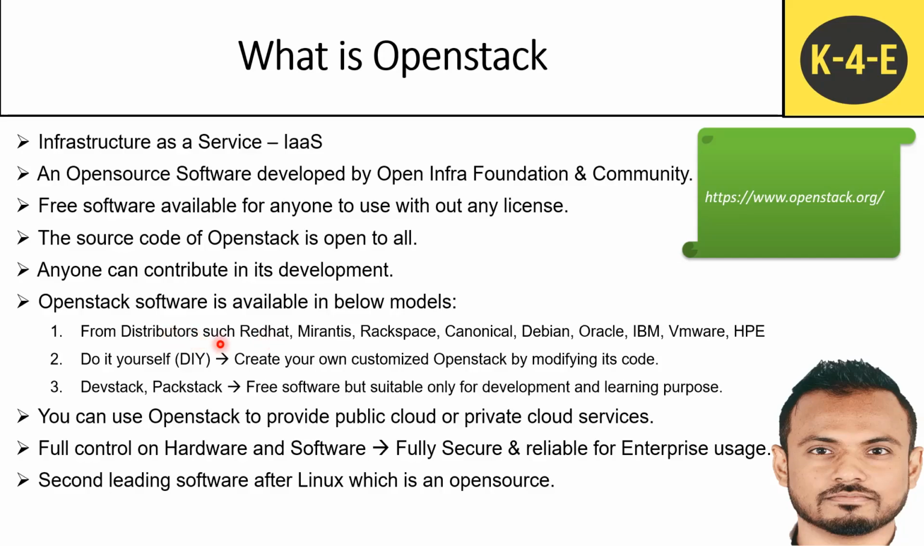So therefore, with the distributors such as Red Hat, Mirantis, Rackspace, and all these, if you purchase OpenStack from them, it is called Red Hat OpenStack, Mirantis OpenStack, Rackspace OpenStack, Canonical Ubuntu OpenStack, Debian OpenStack, Oracle OpenStack. That means these OpenStacks which you're going to purchase from these specific companies are going to be charged. They are not available free of cost because these companies are selling these OpenStacks and they are giving you post-installation production support also if you face any kind of problem.